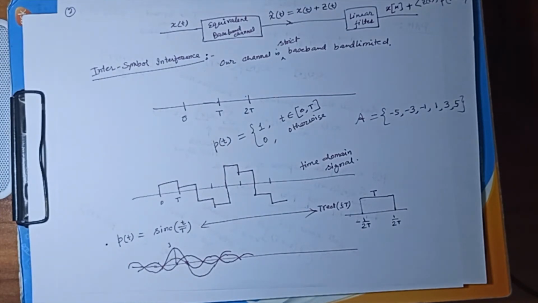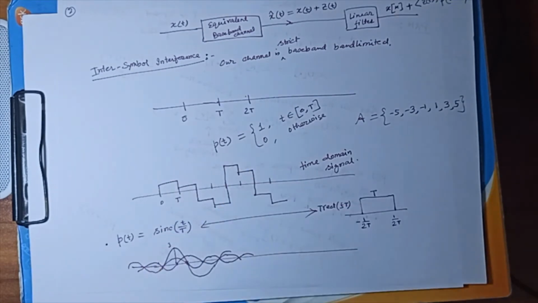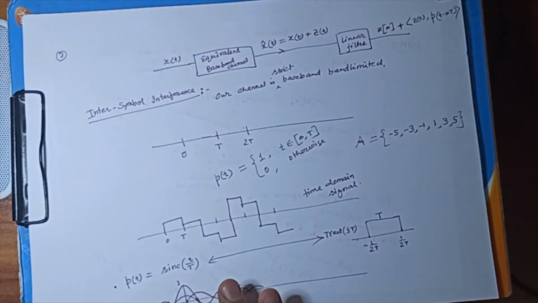Another problem is how fast this particular time waveform is decaying. One particular p(t), which is defined over one time interval, is definitely spilling over outside, but how fast it is dying down, how fast it is decaying, is only at 1 by t. That is the rate at which it is decaying. That is not good enough. We want faster decay of the waveform. So sinc is not a good choice. We want something better.